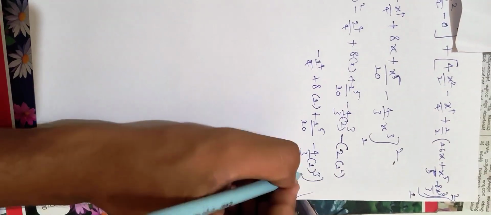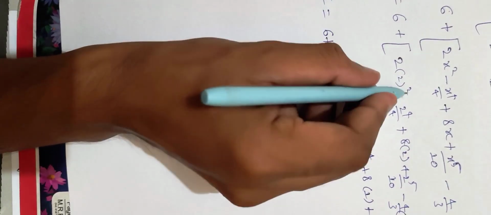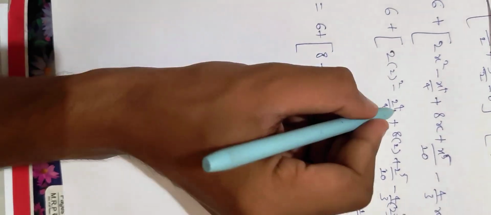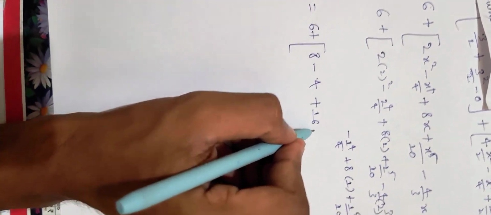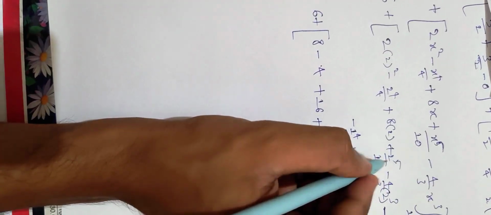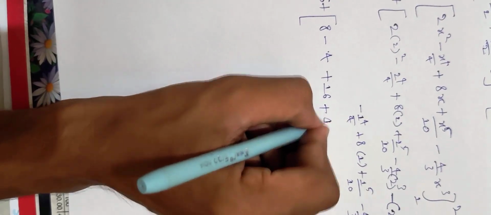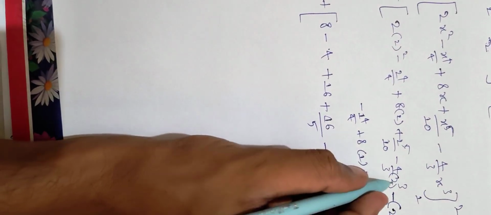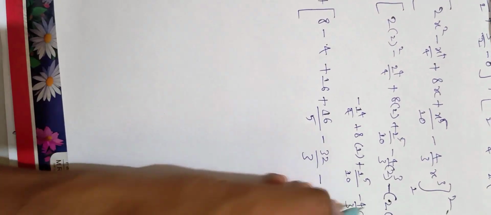Is it clear, student? So complete the bracket, then close the bracket. Just simplify this expression and you will get the answer. So 2 square is 4, 2 fours are 8, minus 2 raised to 4, 16 by 4 is 4, plus 8 twos are 16, plus 2 raised to 5 is 32. 32 divided by 10 is 16 by 5. 16 by 5 minus 2 cube is 8, 8 fours are 32 by 3.